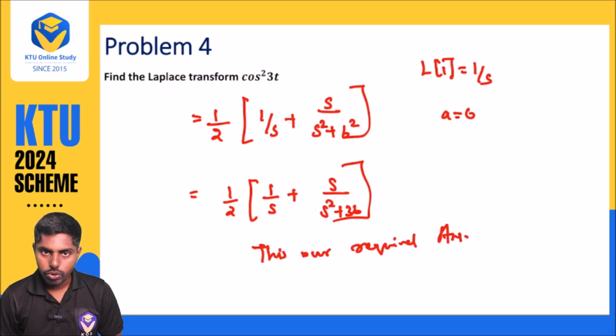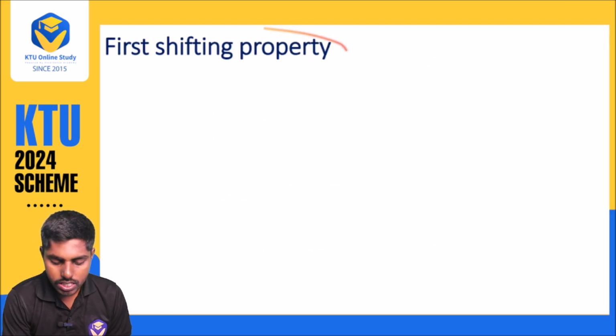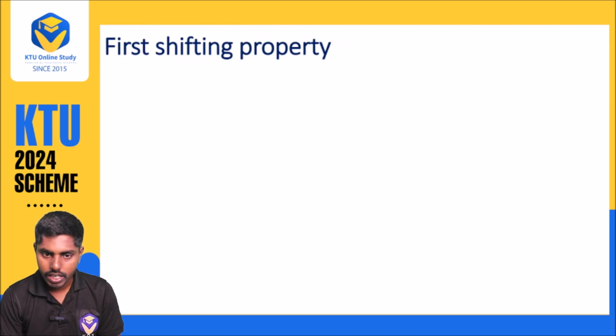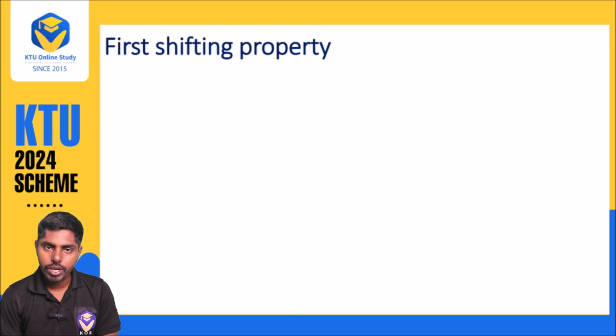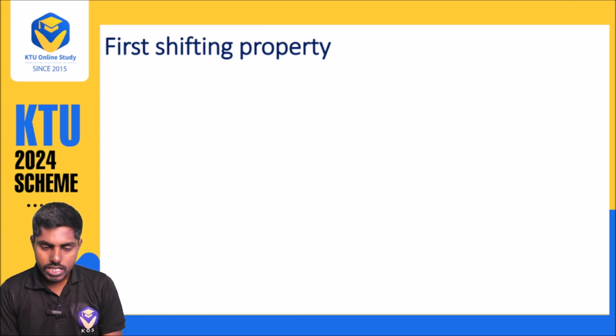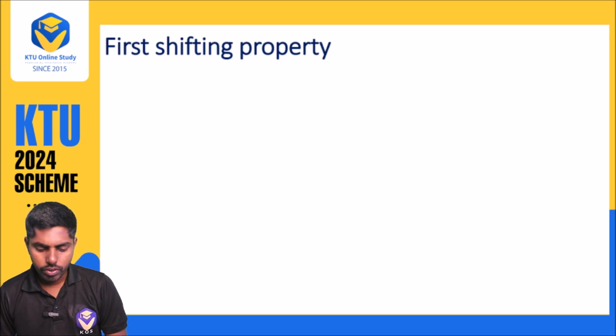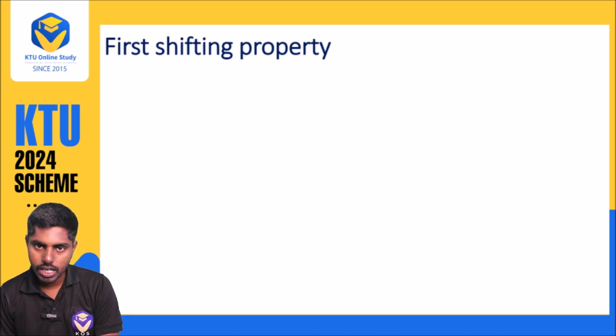So we will go to the new topic, that is the first shifting theorem. I have already explained this one, but I am explaining the first shifting theorem again. What do you mean by first shifting property? See, until now what we have learned is the basic linear property of Laplace transformation.